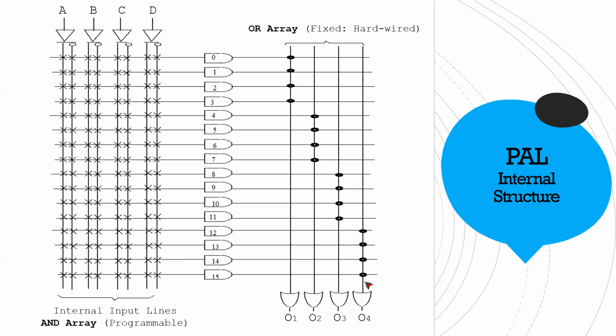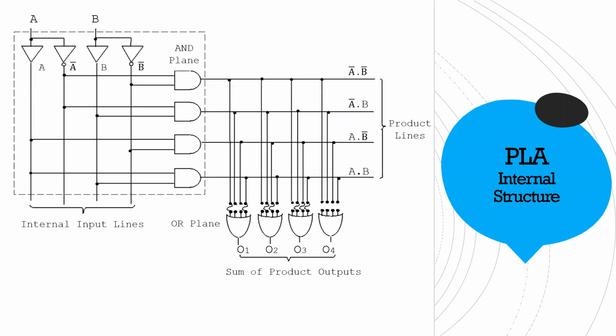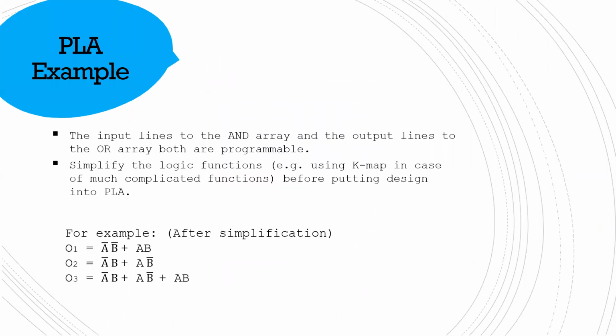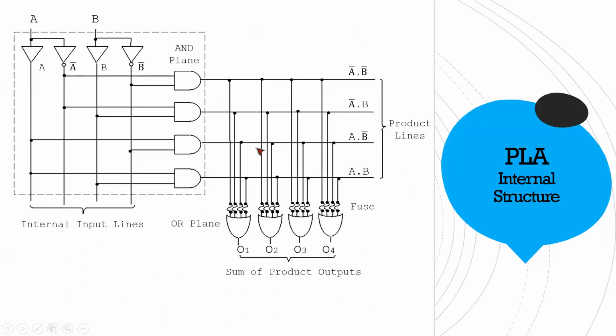Previously, all the OR gates had all the AND gates, right? Okay, let's look at the previous one. See, all the AND gates were connected to all the OR gates. These 4 were connected to the first one, all 4 were connected to the second one, all 4 were connected to the third one, all 4 were connected to the fourth one. That means every OR gate was connected to all AND gates.